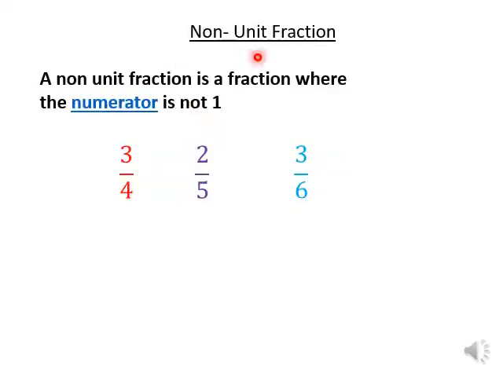A non-unit fraction is where the numerator is not 1. So we've got 3 examples down below here. So 3/4. The numerator is not 1, it's 3. And the same here, the numerator is 2. And here the numerator is 3. So these are all non-unit fractions.